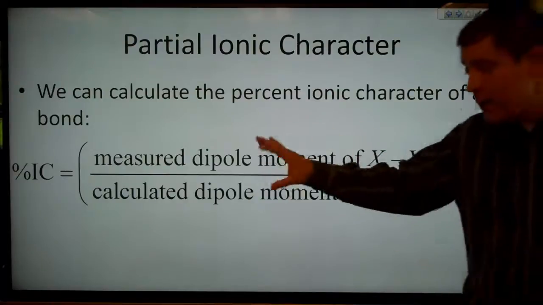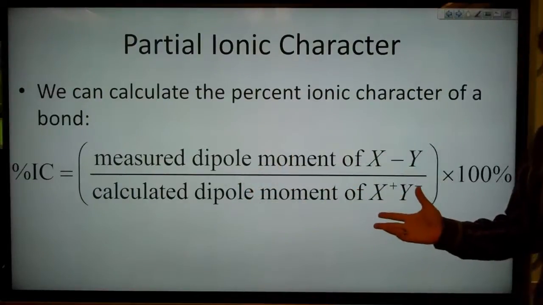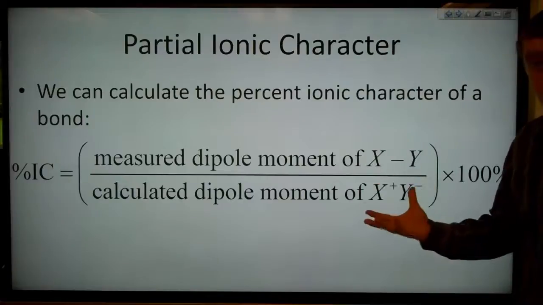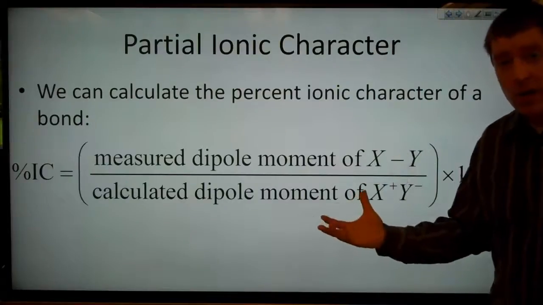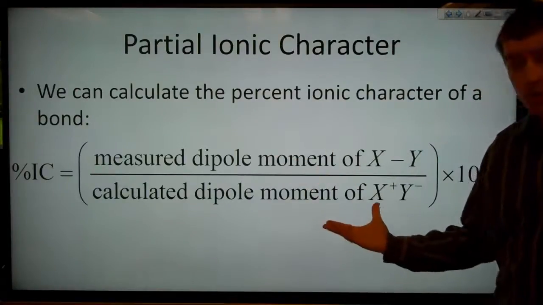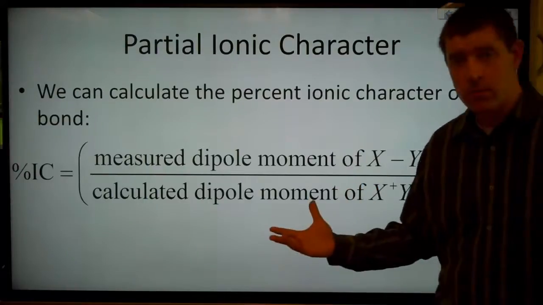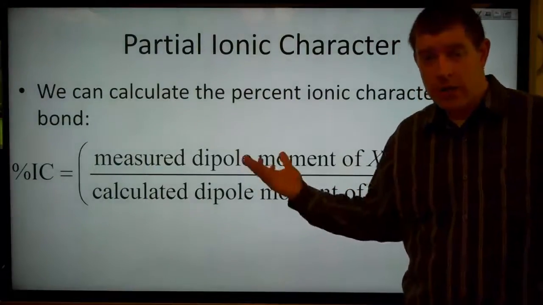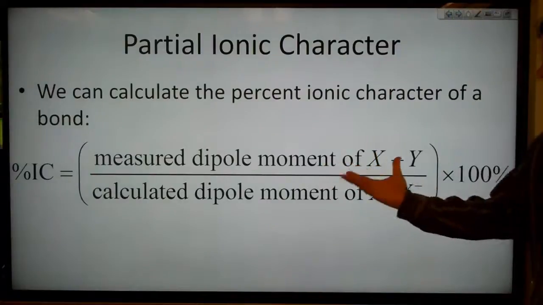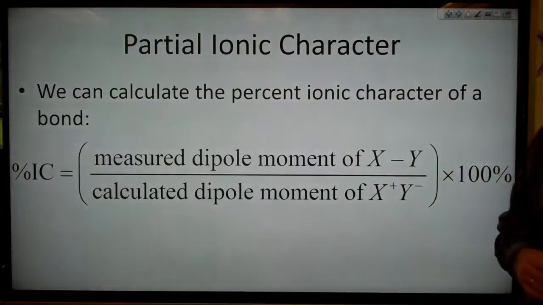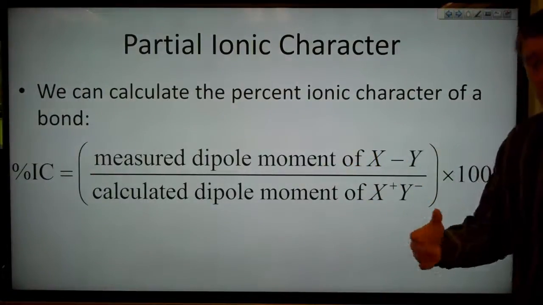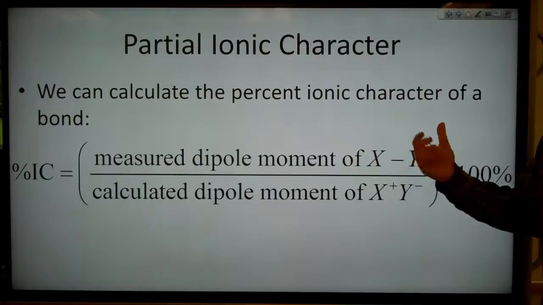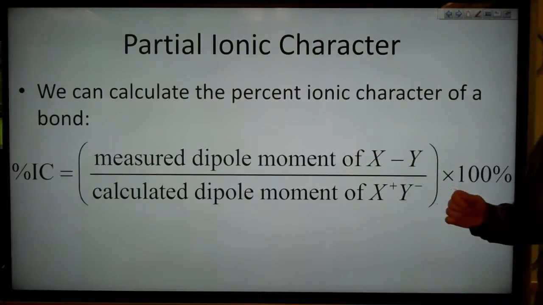So with an ionic bond, this value is going to be either 100% or really close to it. With a totally nonpolar bond, it's going to be 0%. So something like a hydrogen-hydrogen bond, this value will be 0. And something in between, say a hydrogen-oxygen bond, will be something in between. It will be 10% maybe, something like that.